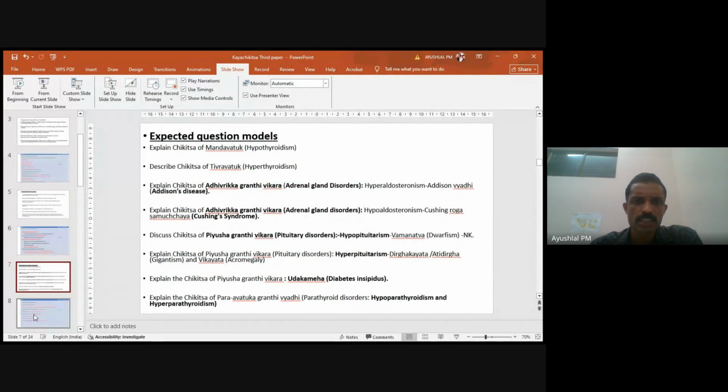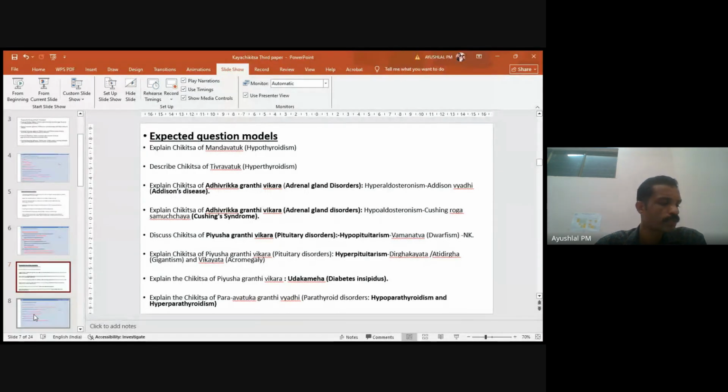Expected questions. Explain signs of Manda Avatuka, that is hypothyroidism. Next is hypothyroidism treatment portions. Describe signs of Tivra Avatuka, that is hyperthyroidism. So just remember these terms. And explain signs of Adhivrikka Granthi Vikara, adrenal gland disorders like hyperaldosteronism, Addison, Cushing disorders, all these things. Then discuss signs of Piyusha Granthi Vikara, pituitary disorders, hypopituitarism.